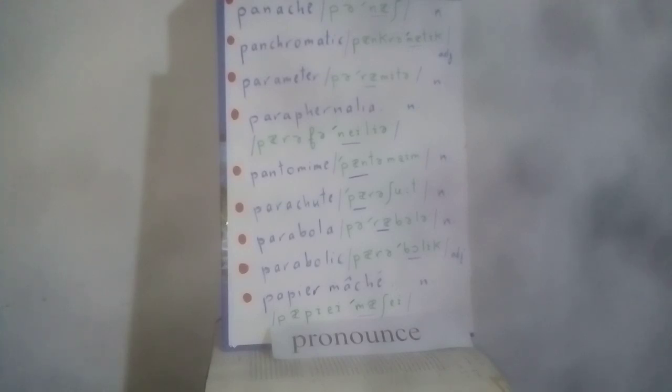And then you move on to paraphernalia. It's a five syllable word, stress on the fourth syllable, nay, paraphernalia. And paraphernalia has a sense of a mass of bits or pieces of equipment. A mass of this is called paraphernalia. Panache, panchromatic, parameter, paraphernalia.